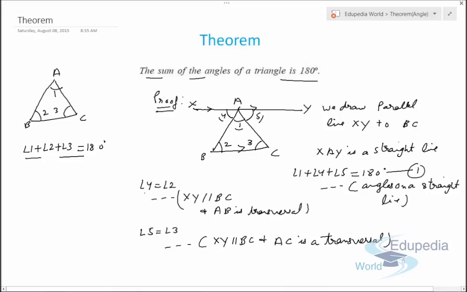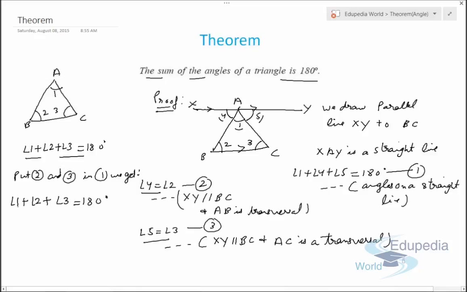Now let this one be equation 2, and let this one be equation 3. If we put 2 and 3 in 1, we get angle 1, and instead of angle 4 we can write angle 2, plus instead of angle 5 we can write angle 3, equals 180 degrees. So we get angle 1 plus angle 2 plus angle 3 is 180 degrees.